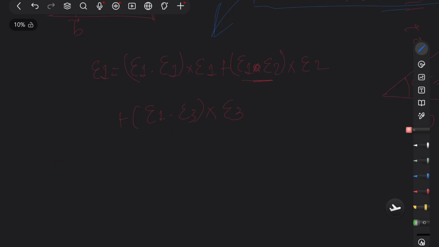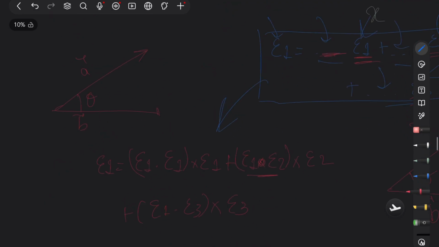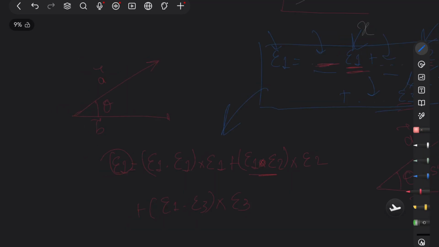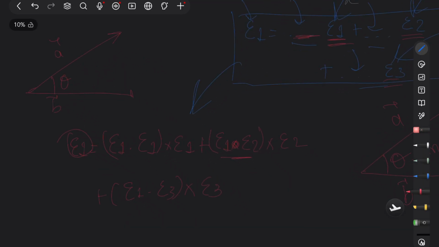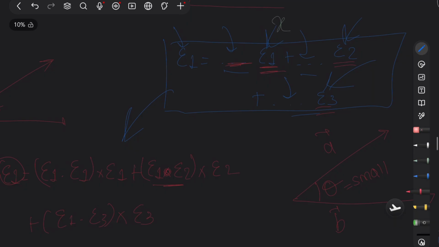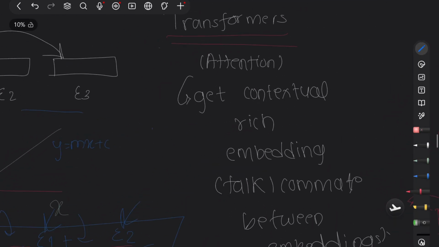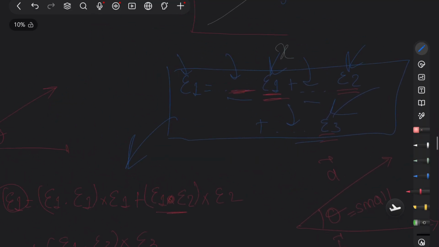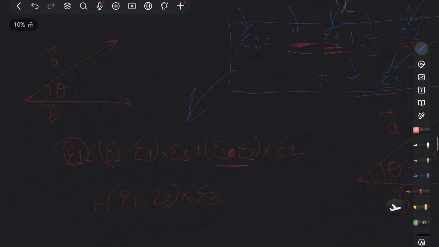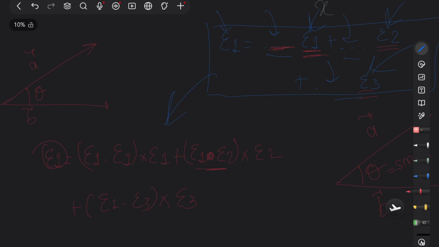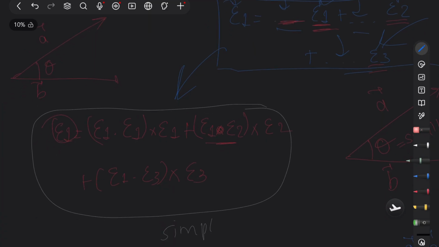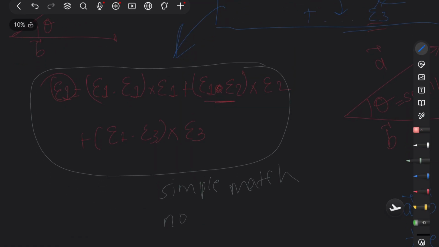So this would give us the contextually aware embedding, and this is what is happening in the attention block in a transformer. But there are some things that I need to teach you guys. Once you look into this more clearly, you see that this is a simple mathematical process. Simple math. There are no learnable things, right? No learnable parameters.